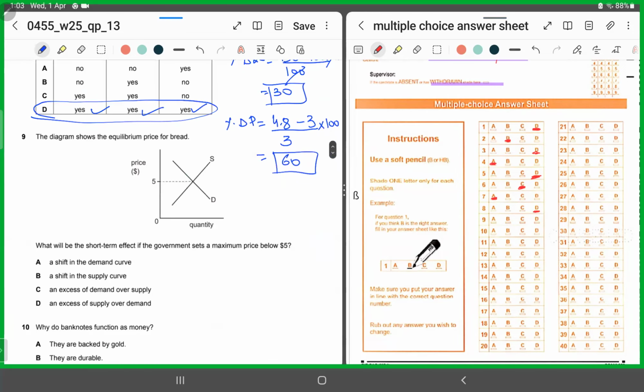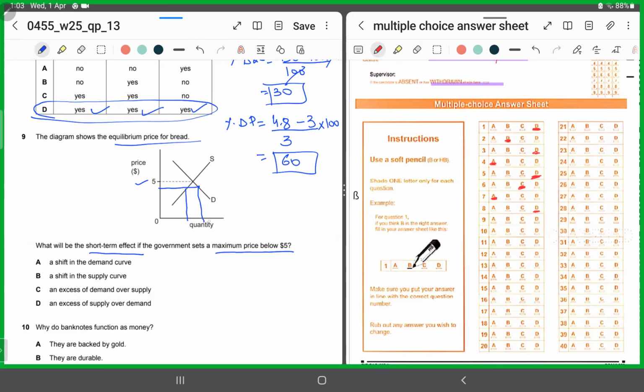Number 9, moving forward. It displays the demand and supply diagram again. It shows the equilibrium price for bread at $5. Now they're saying what will be the short-term effect if the government sets a maximum price below 5. So let's try to see the scenario. I'll draw a line over here below the equilibrium position and let's see what happens.